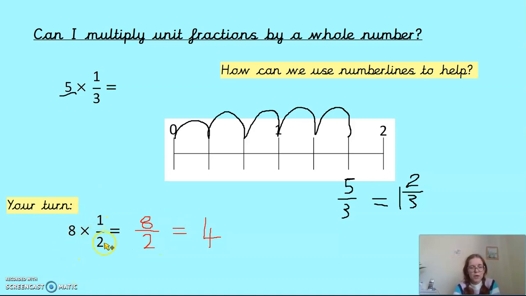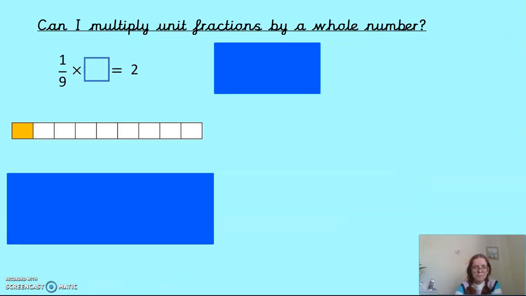Okay, 8 times 1/2 is 8/2, which is equal to 4. Now, it's not a fraction now, because if I simplify that down, that is going to give me 4 over 1, which is actually exactly the same as 4. So 4 over 1 is exactly the same as 4, which is why my answer is not written as a fraction. Okay, let's move on.